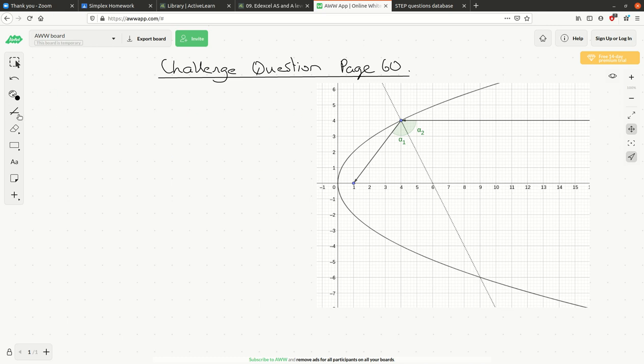Hi 13 doubles. I thought I'd do a quick video on the challenge question on page 60. I think this is really good fun, this question. This summarizes the chapter nicely. If you can do this question, you can do this chapter and you'll probably fare very well in the next chapter as well. It's a toughie, there's no doubt about it.